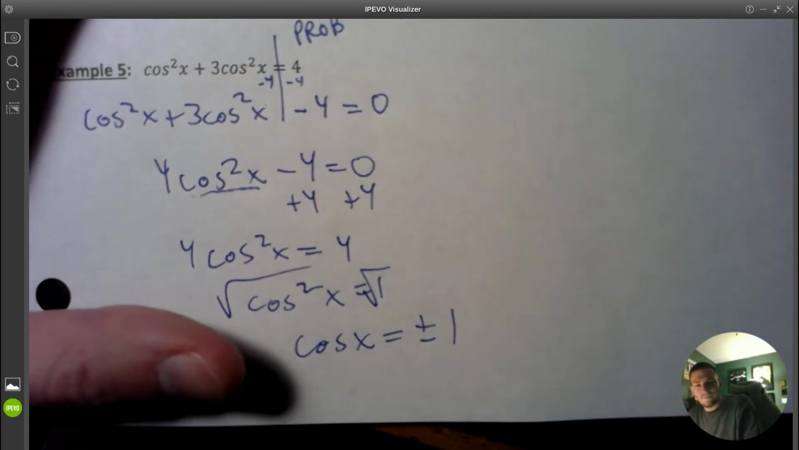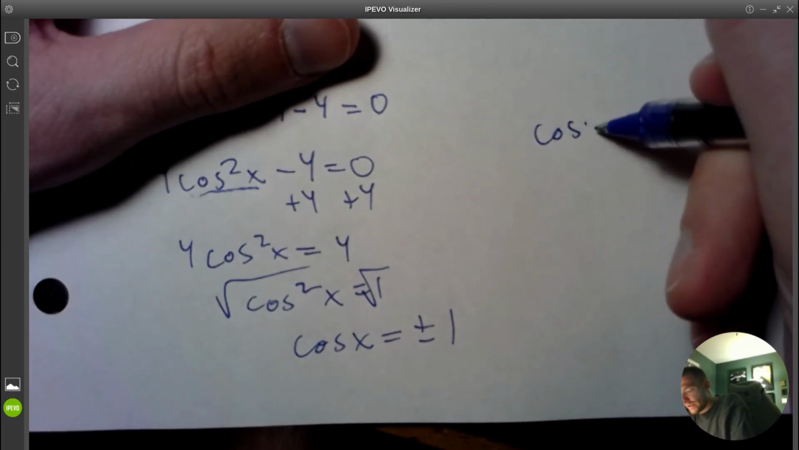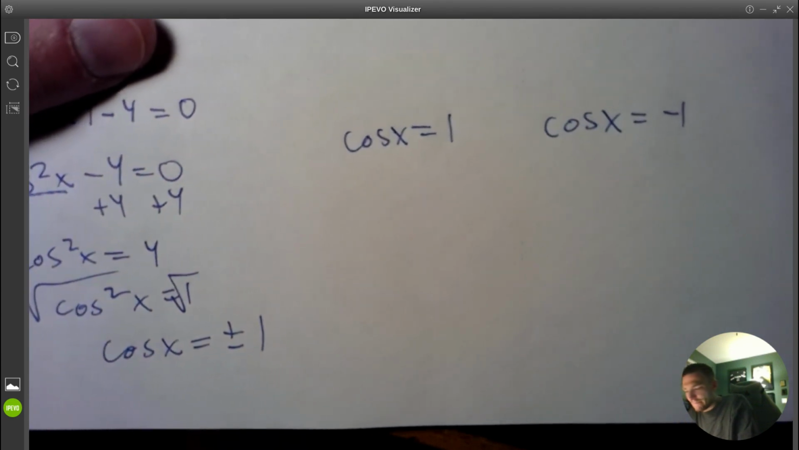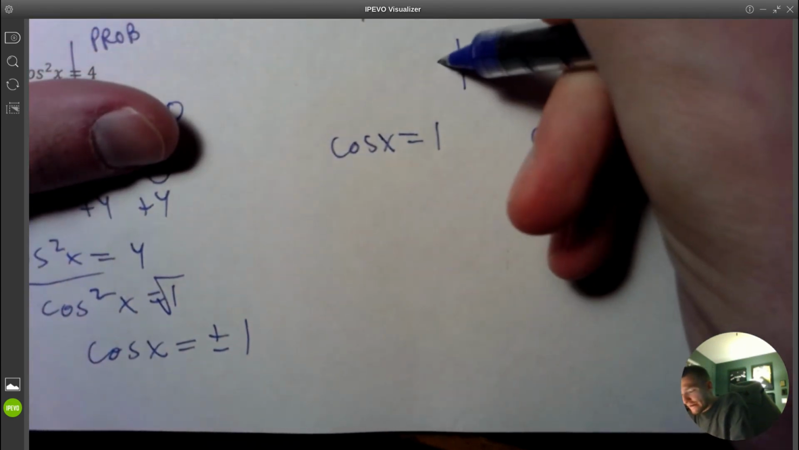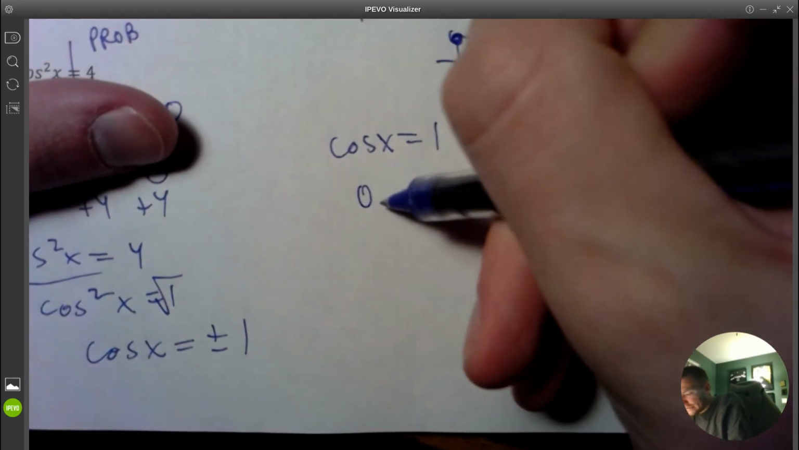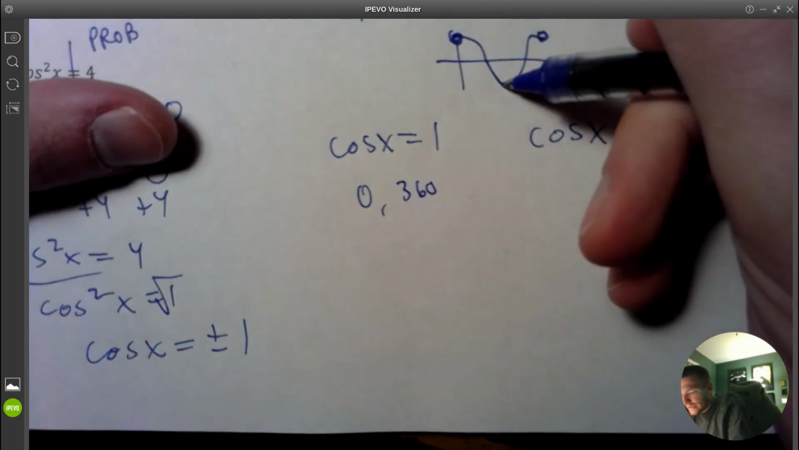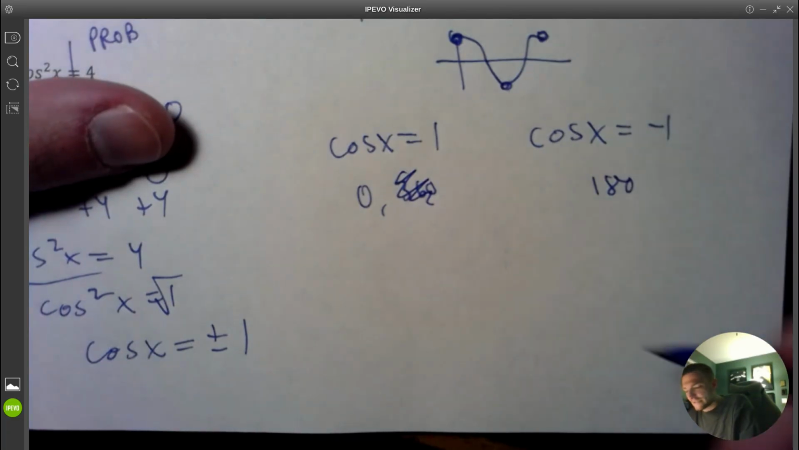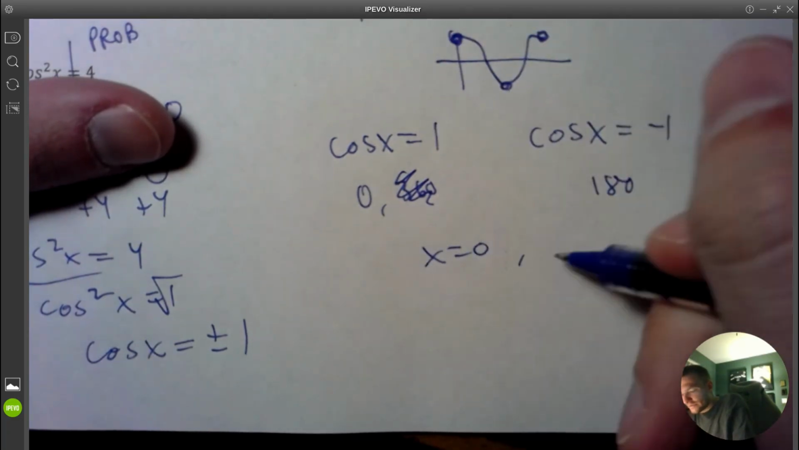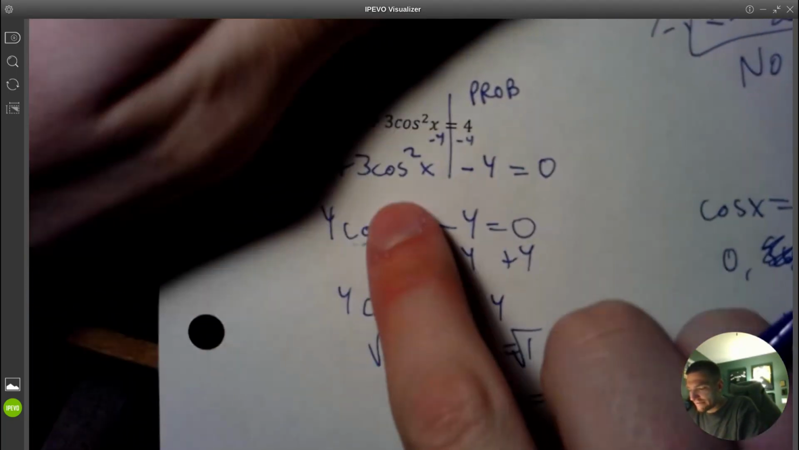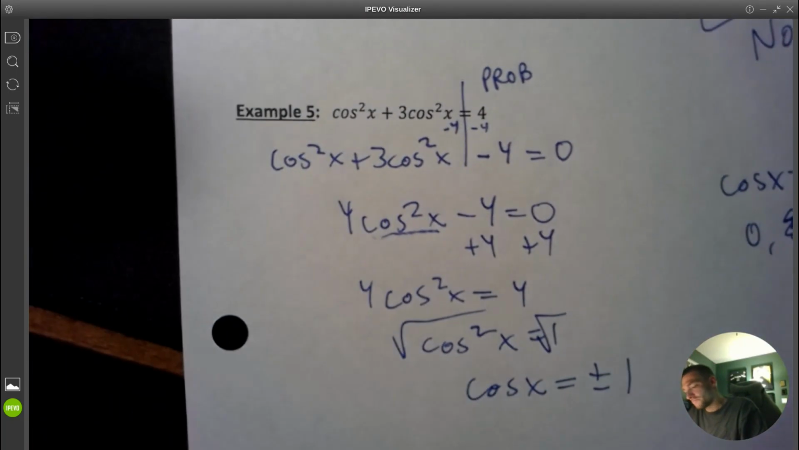And this reminds me of that very first sheet of paper. Where is cosine x equal to 1? Where is cosine x equal to -1? Maybe I think about my unit circle. Maybe I think about the graph of cosine. +1 at 0 and 360. -1 at 180. But I don't get to count 360. And so my answers are x equals 0 and x equals 180. A little bit funky how we had a cosine squared there.